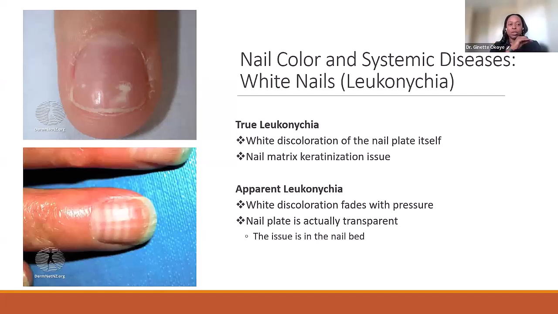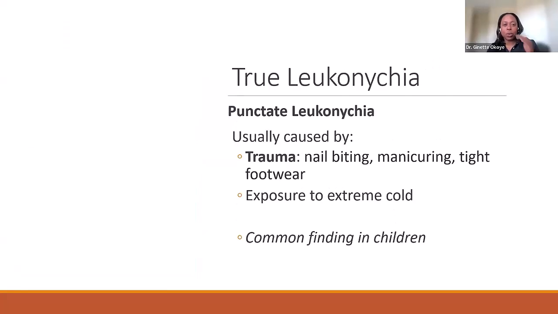In true leukonychia, there's an issue with the matrix, and so the nail is not coming out properly. But in apparent leukonychia, the nail is fine, but something is going on in the nail bed, and you're seeing it through the nail as these white bands. So let's go through the forms of true leukonychia.